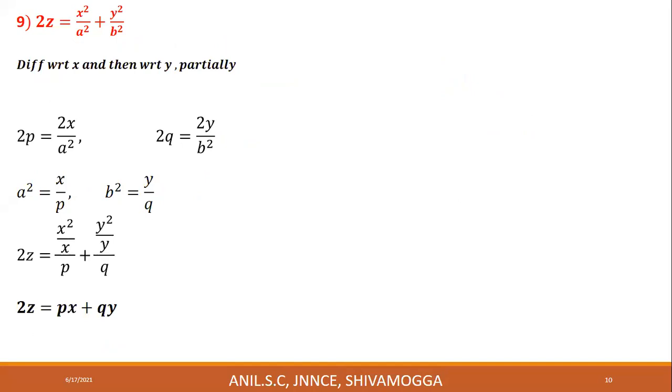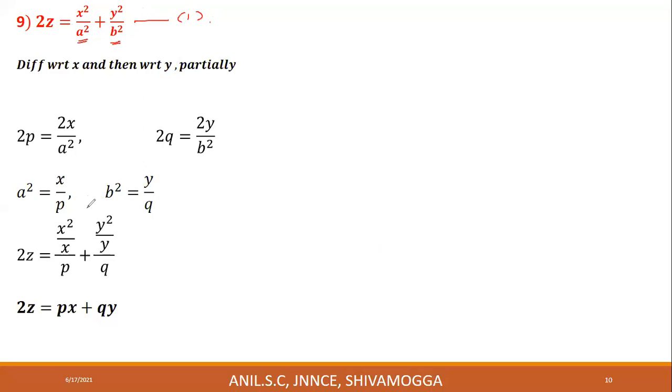Next one. 2z is equal to x square by a square plus y square by b square. Same kind of problem. Arbitrary constants are a square and b square. They are to be eliminated now. Let this be equation number 1. Differentiate equation number 1 partially with respect to x and then partially with respect to y.